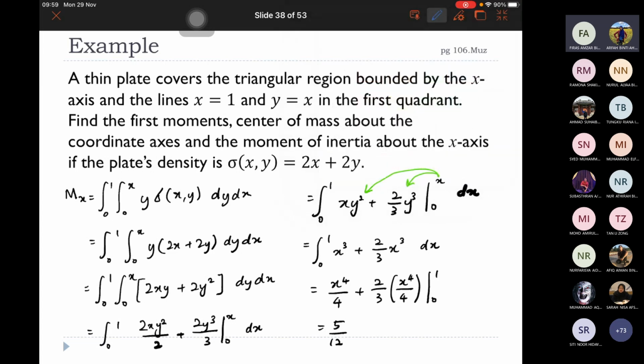Kalau awak buat integration of Mx ni sama dengan 0 sampai 1, y sampai 1, y, 2x tambah 2y, dx dy. So dapat jawapan sama juga 5 per 12. Okay, the same answer. So buat salah satu.